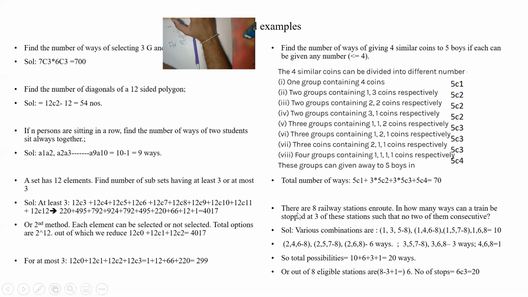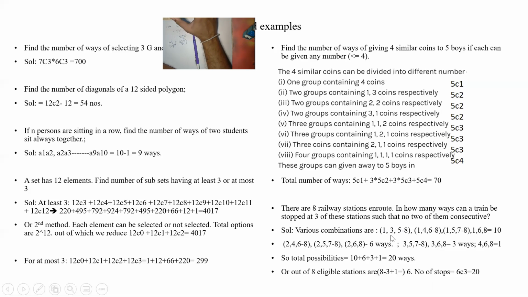Now, let us see. There are 8 railway stations. How many ways can a train be stopped at 3 of these stations such that no 2 of them are consecutive? Suppose there are stations 1 to 8. So what are the various combinations? Suppose the train stops at 1. So the next available is 3, since it cannot stop at 2. After 3, it cannot stop at 4. It can stop from 5 to 8.